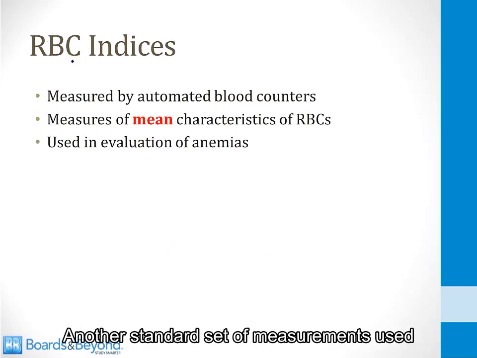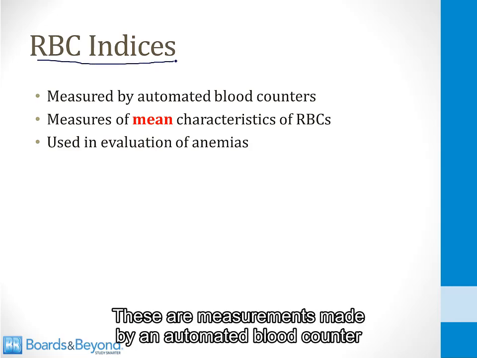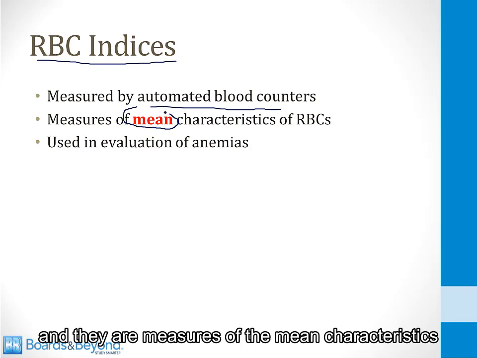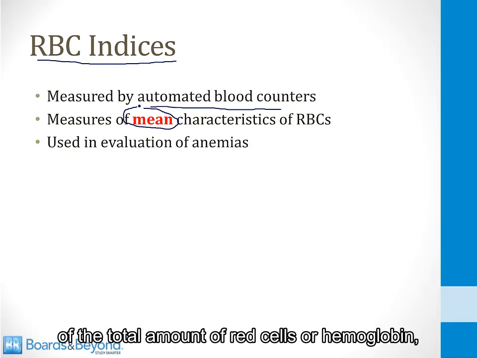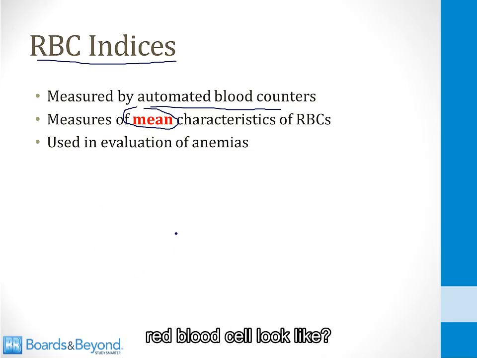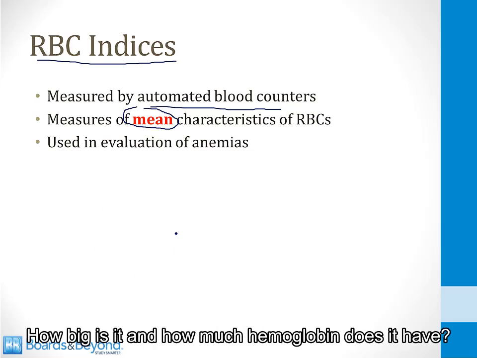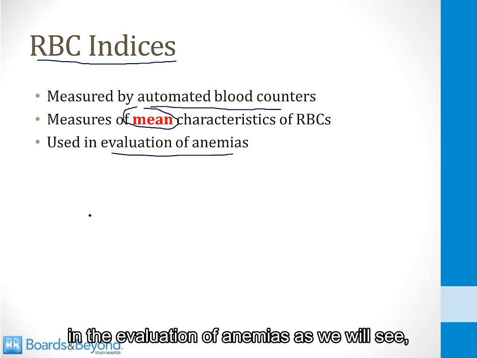Another standard set of measurements used to assess the red cells are called the red blood cell indices. These are measurements made by an automated blood counter, and they are measures of the mean characteristics of a red blood cell. The tests I talked about on the last slide are measures of the total amount of red cells or hemoglobin. In the case of red blood cell indices, what we're saying is, what does the average red blood cell look like? How big is it and how much hemoglobin does it have? And these tests are very important in the evaluation of anemias, as we will see.